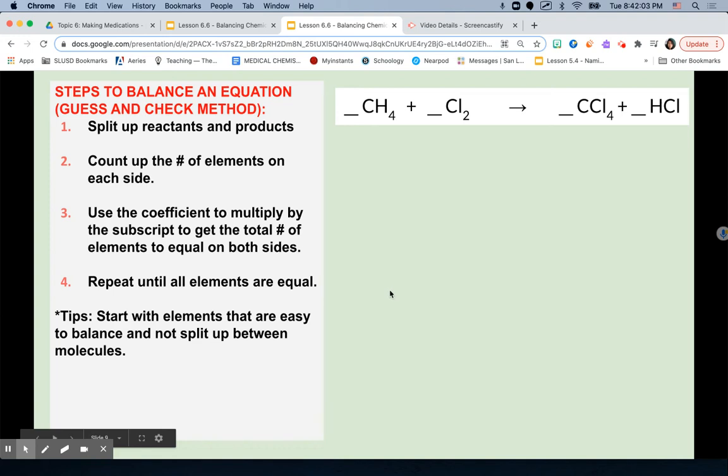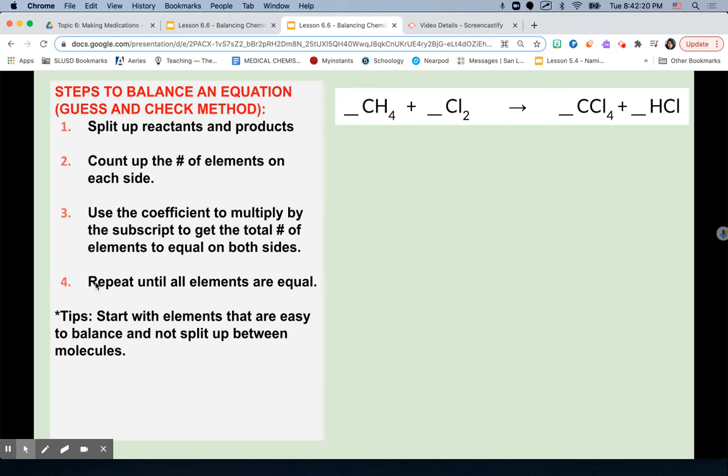Okay, let's do some practice problems where we balance an equation, but this time without the images of the pictures that I've drawn. And there are two ways of doing this. The first method we're going to go over is the guess and check method.